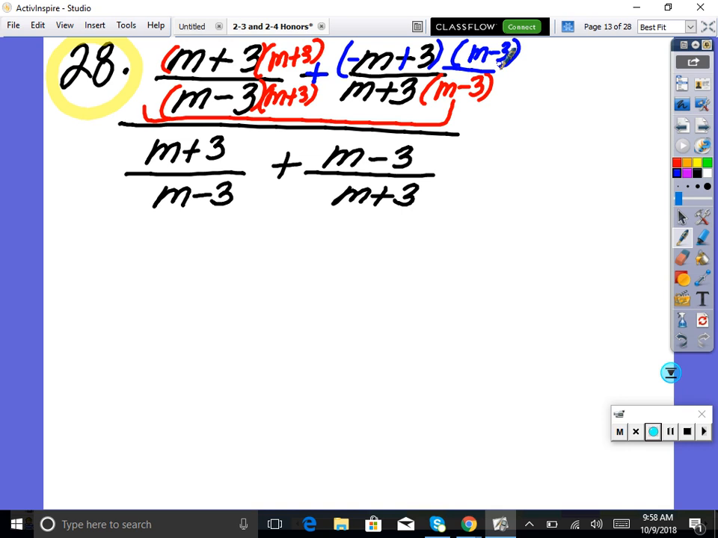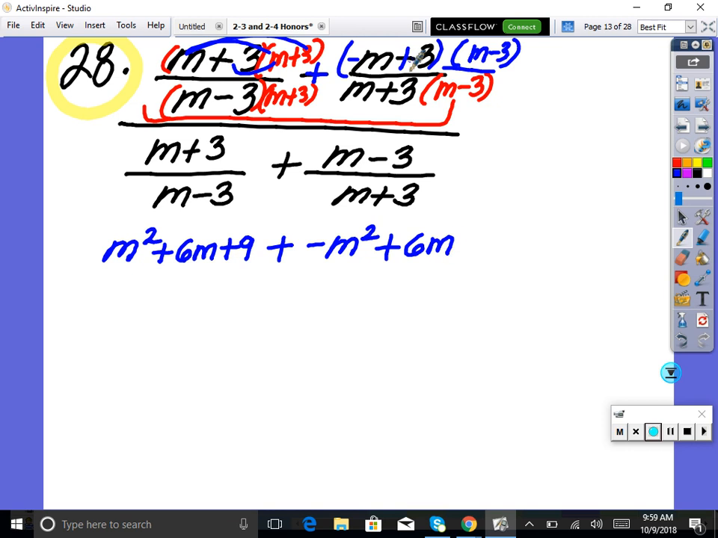So multiplying out the numerator here, we would have m squared plus 3m, so that's plus 6m's. And then we have plus 9. Then we have a plus sign, distributing out this, so that's negative m squared. Then we have a plus 3m, so that's plus 6m's. And then we have plus, minus 9, or is that plus 9? Minus 9.